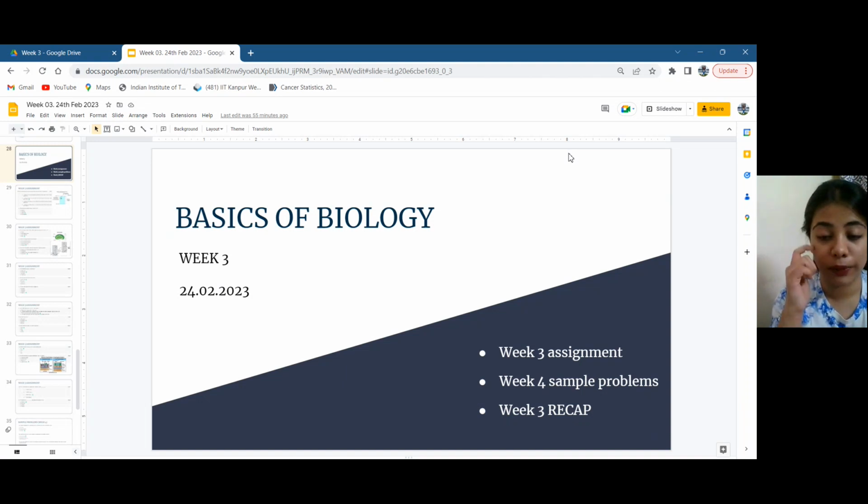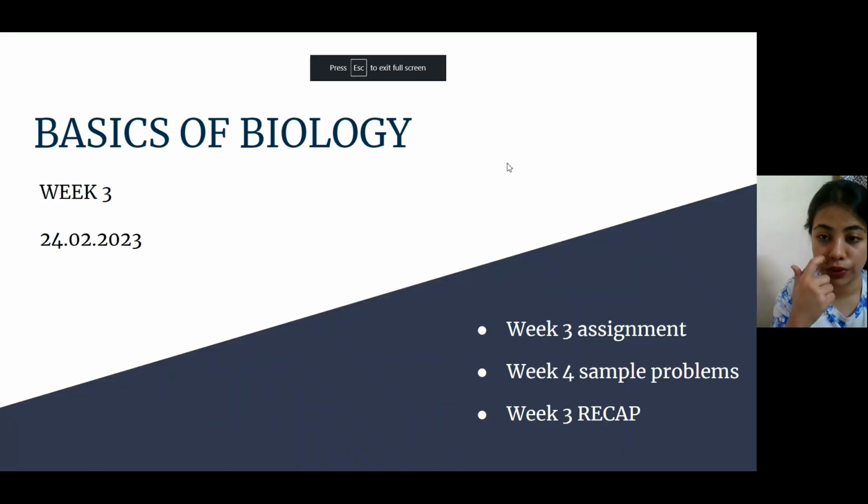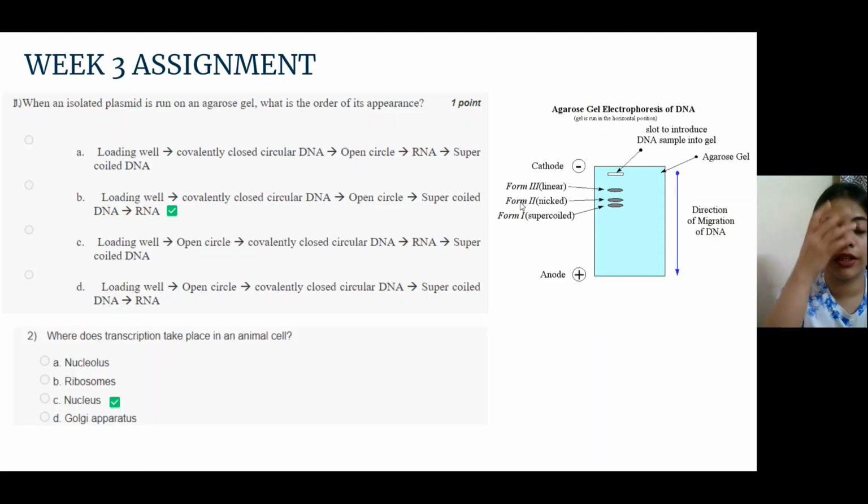So first, we will be looking at, I hope this is visible on slideshow, we will first look at the assignment for week 3. The first question given in the assignment was: when an isolated plasmid is run on an agarose gel, what is the order of its appearance?